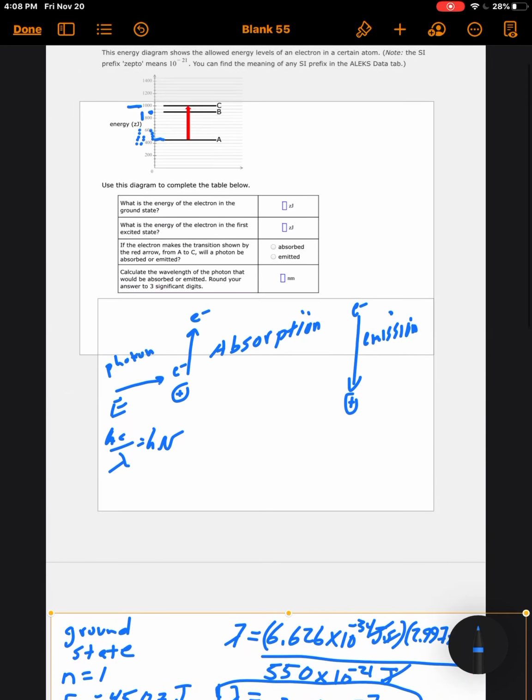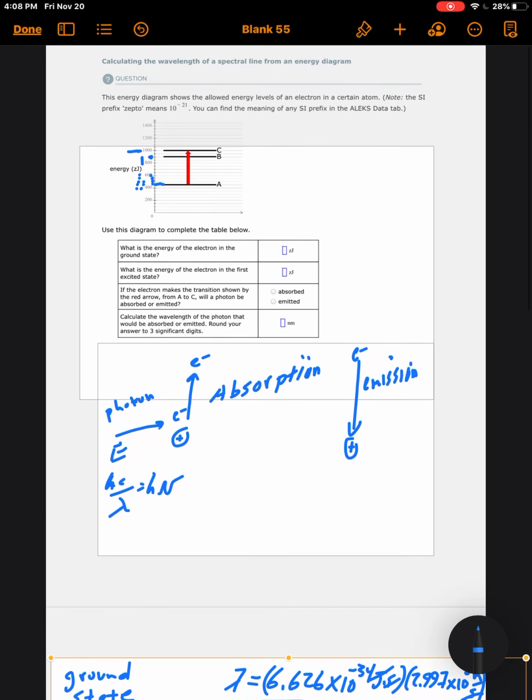So this is one in which they actually give you the energy levels on the axis there. So sometimes they don't give that to you. Sometimes you just have to say it's a hydrogen atom and then calculate 1, 2, 3. But for this one, we don't have to do that because they actually give us the energies there.